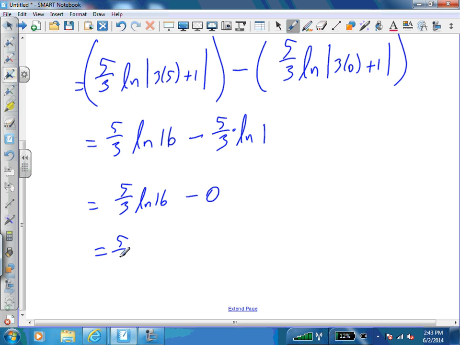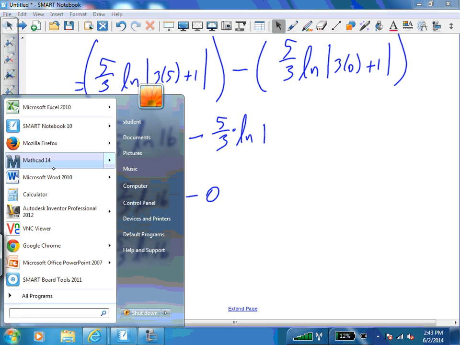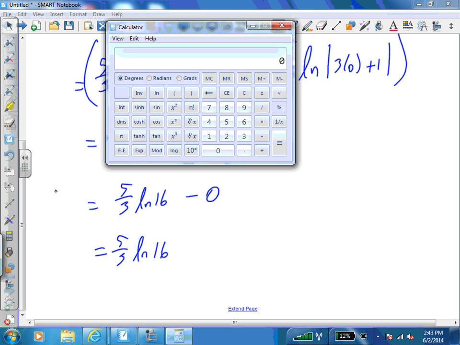So the exact solution is that. Or if we want a decimal approximation, we could do 5/3 times natural log of 16, roughly 4.62.